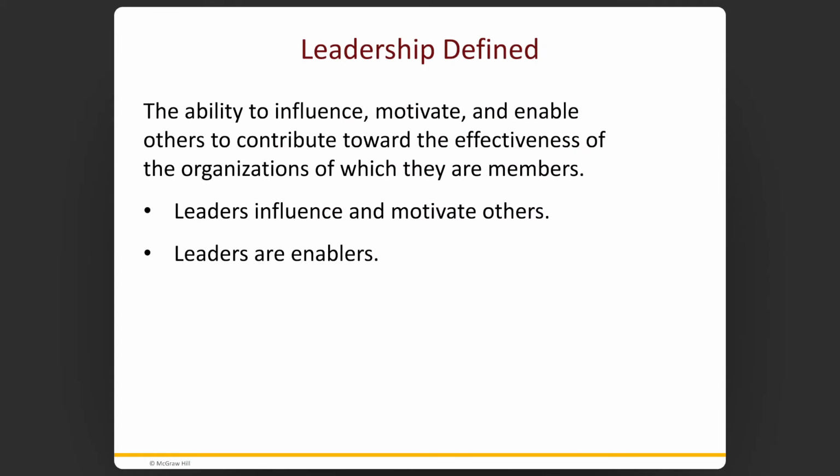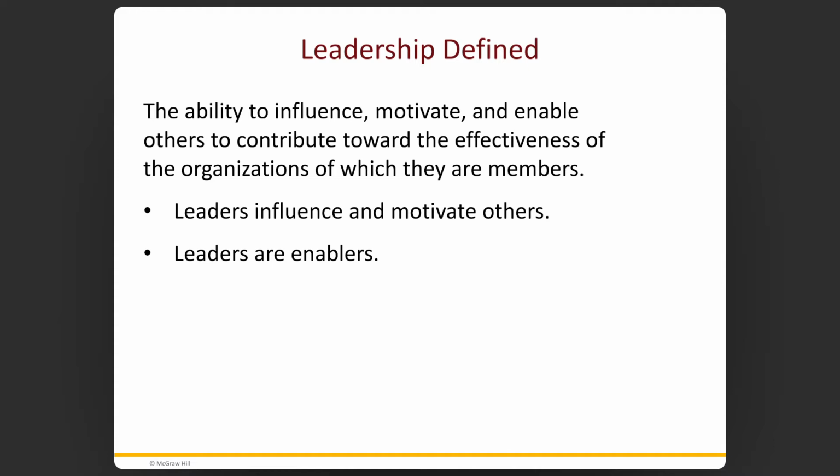Let's take a look at defining this notion of leadership. The definition of leadership is the ability to influence, motivate, and enable others to contribute towards the effectiveness of the organization of which they are members. So think about that critically. We often think of leadership in other terms, but the ability to influence, to motivate, and to facilitate others towards a shared goal for an organization is a way of thinking about leadership.